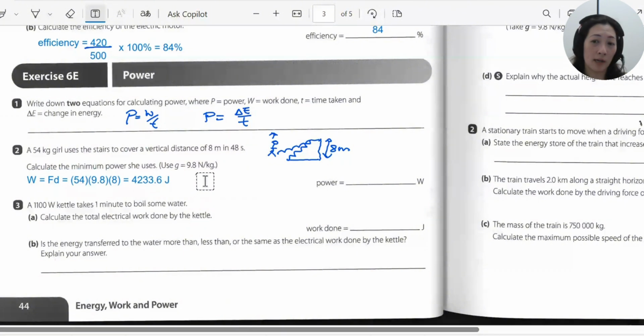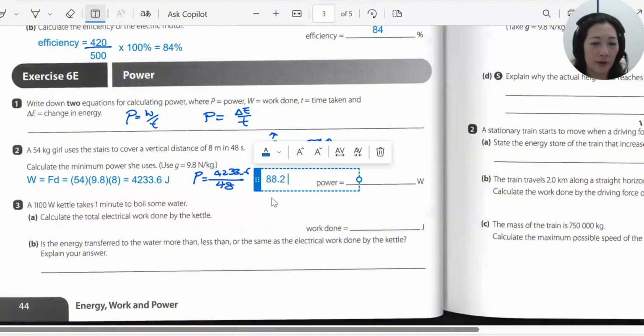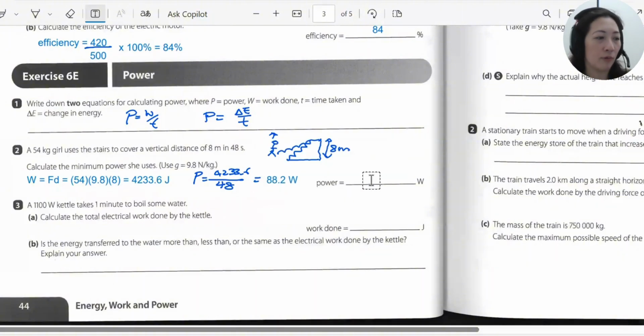You just take this work divided by the time. Because the tool doesn't allow me to do fractions, I'm going to write it out. So you have 4233.6 divided by 48 seconds, which should give you 88.2 watts. So I'm going to type it out here for you, 88.2 watts.